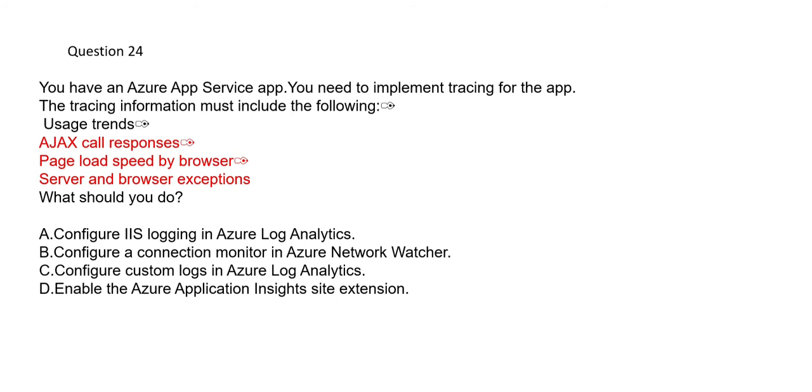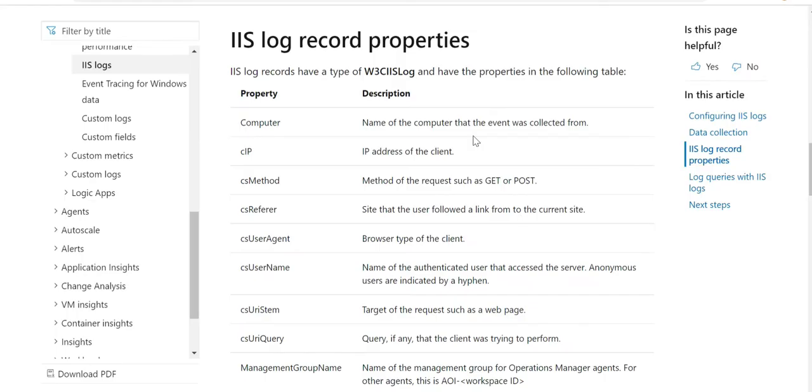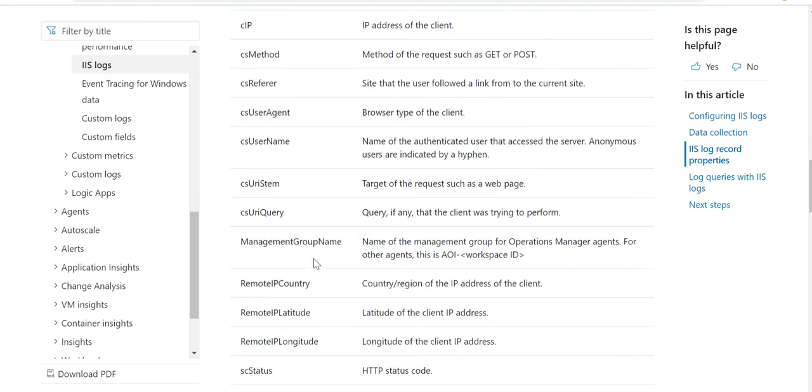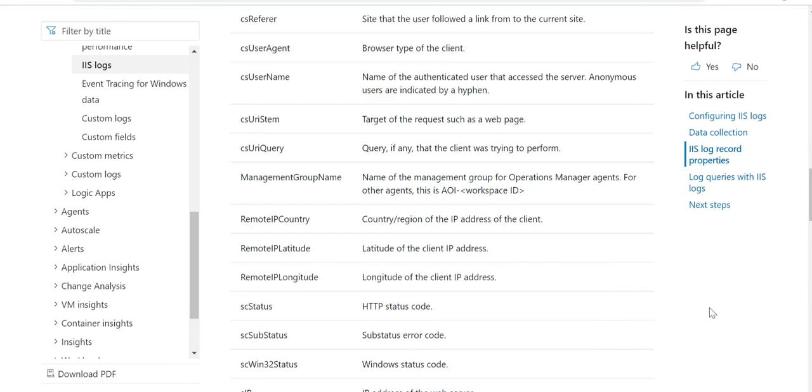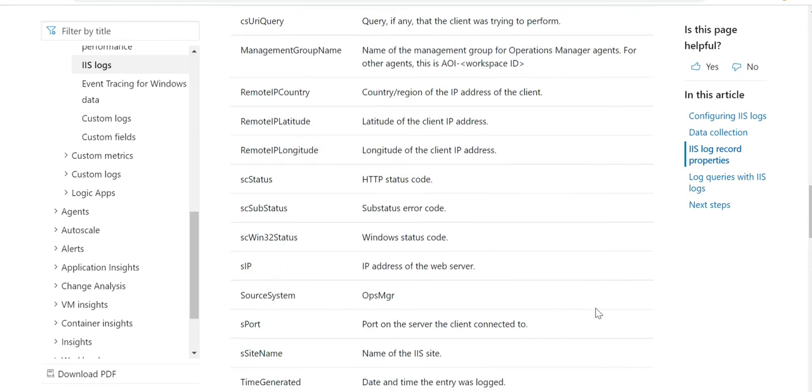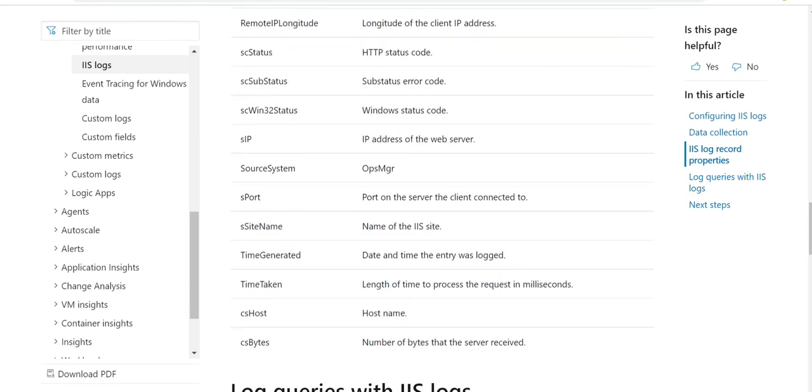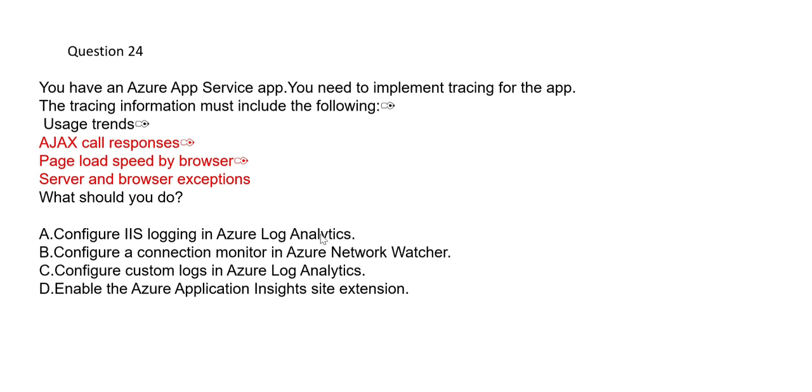The first one says configure IIS logging for log analytics. See, IIS logging will configure or monitor these properties. It will track these properties only: computer, methods, agents, usernames. It will not help you with the AJAX call. There is nothing mentioned about the AJAX call. So his first option is wrong.